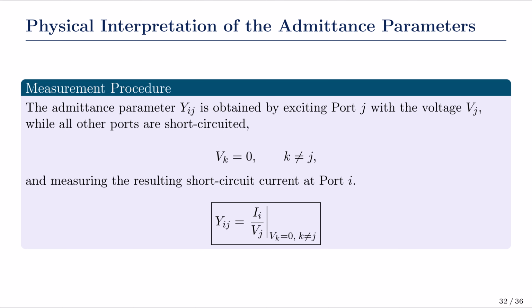Physical interpretation of the admittance parameters. The measurement procedure for admittance parameters is dual to that of impedance parameters. Instead of exciting the network with a current source, we apply a voltage source to port J. Every remaining port is short-circuited so that its voltage is zero. We then measure the current flowing at port I. The ratio of the measured current to the applied voltage defines the admittance parameter Yij.